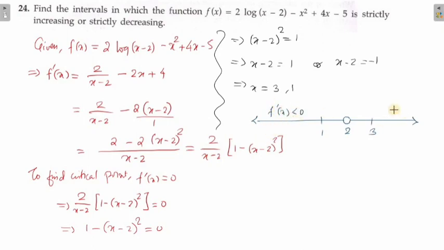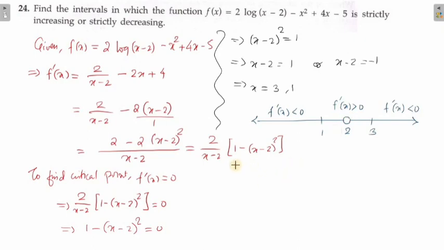Similarly, let's take any point here, for example 4. 4 minus 2 is positive, so the denominator is positive. What about the numerator? 1 minus 4 squared, which is 1 minus 16, is minus 15, so negative. So again this time also f'(x) is negative. Obviously in this interval, between 1 and 3, you are going to have f'(x) greater than 0.